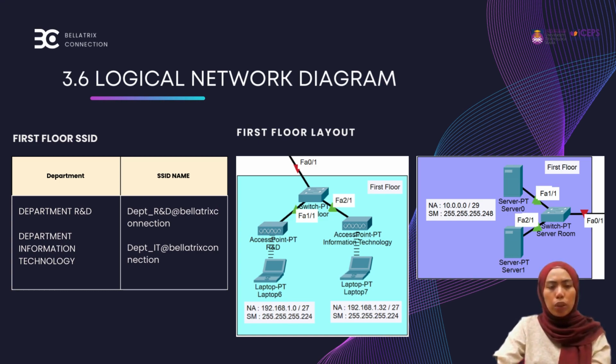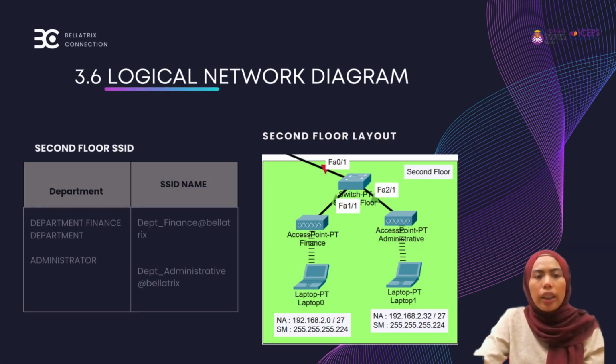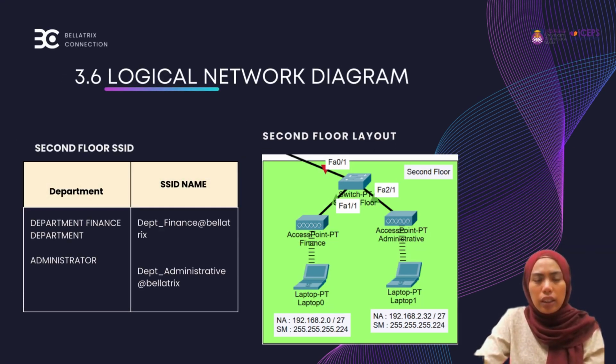This setup ensures comprehensive Wi-Fi coverage and effective network load distribution across the entire floor. It also enhances network performance and security by segmenting the network into different VLANs. Second is the second floor SSID. This network diagram shows a WLAN wireless set up on the second floor of a building. It has two departments, finance and administrative.